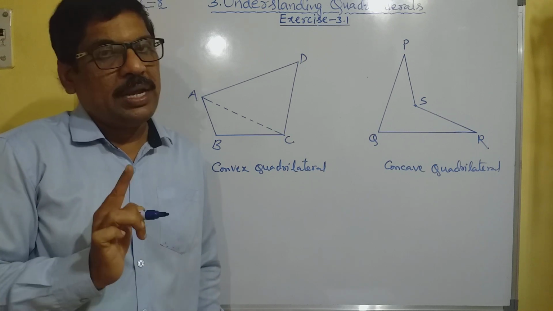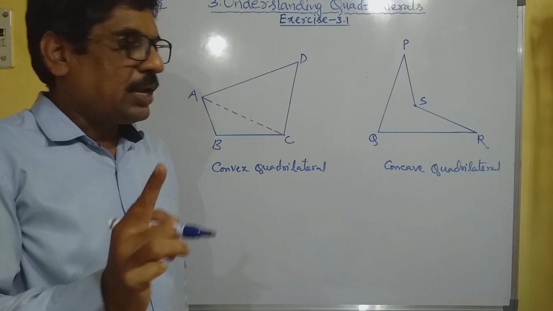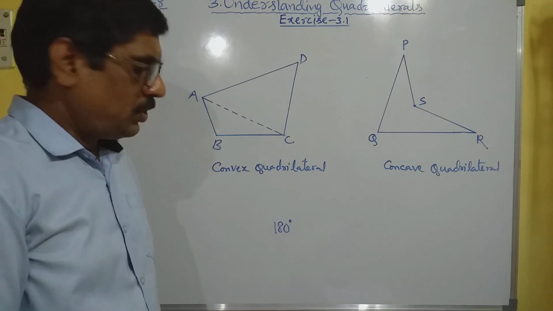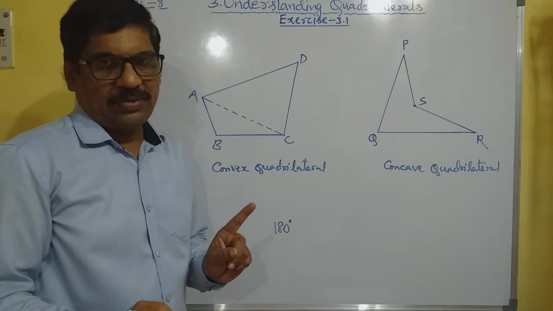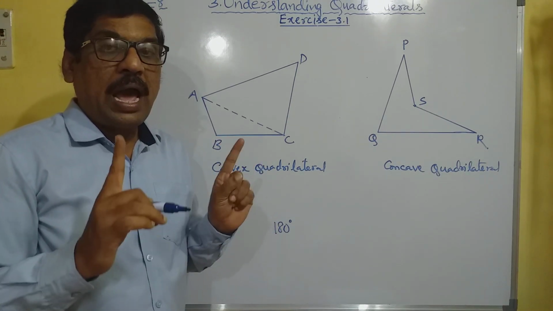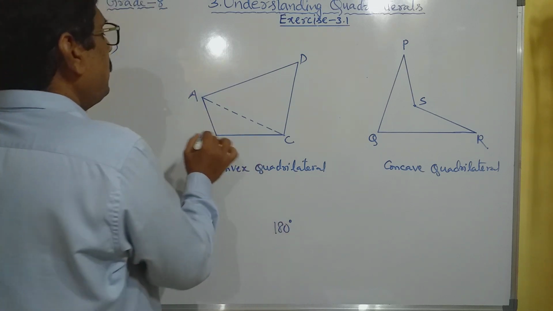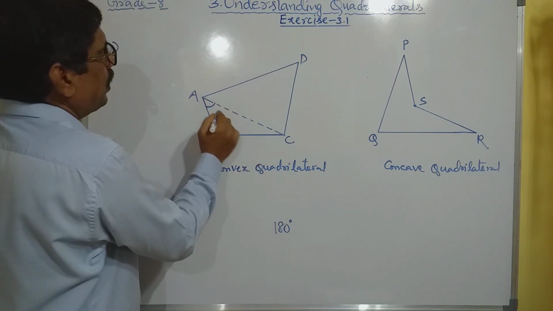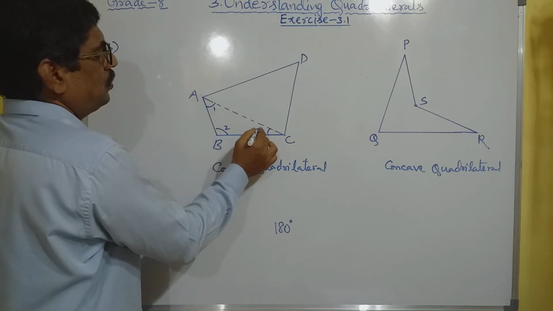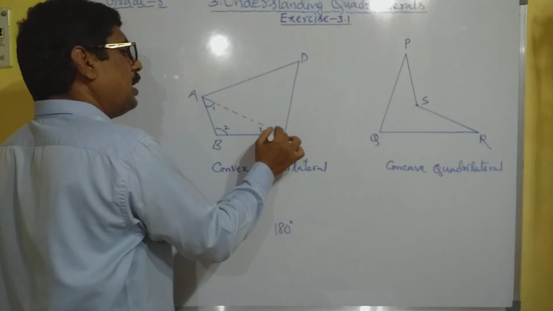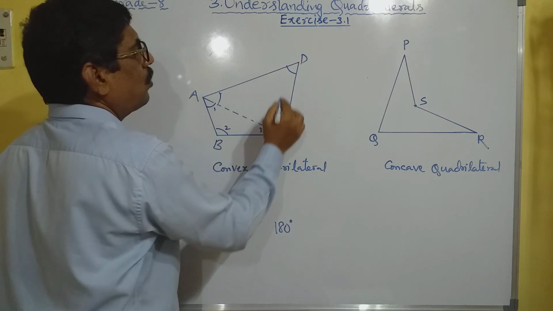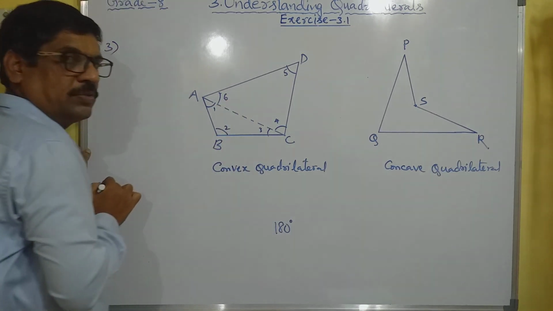Already we have learned in earlier class that the sum of the 3 angles of a triangle is 180 degrees. Okay. So means 2 right angles. The sum of the 3 angles of a triangle is 180 degrees. That is called angle sum property. Now, see, here in the triangle ABC, there are 3 angles. So, 1, 2, 3. In the other triangle, also there are 3 angles. We can call them as 4, 5, 6.